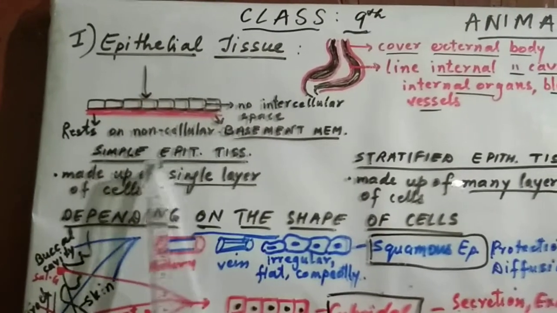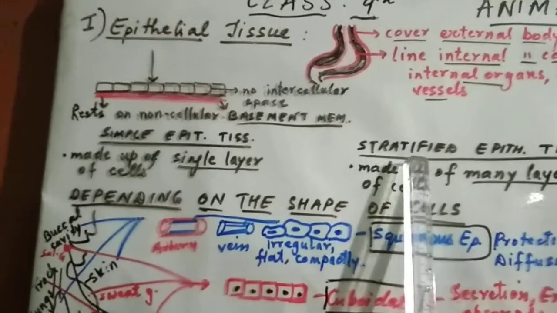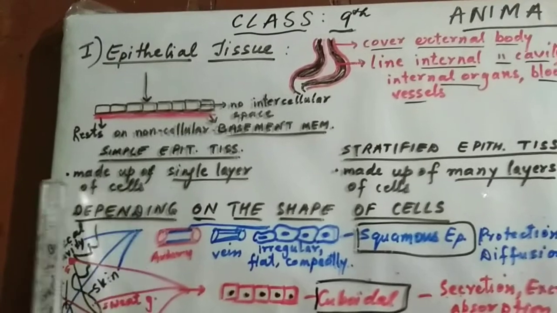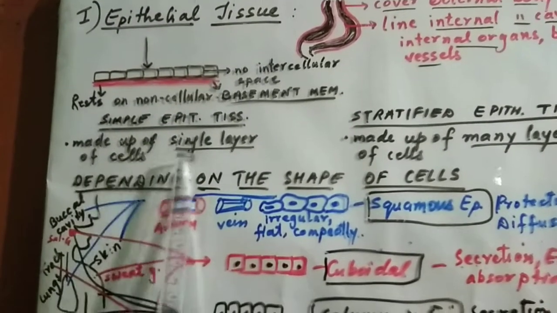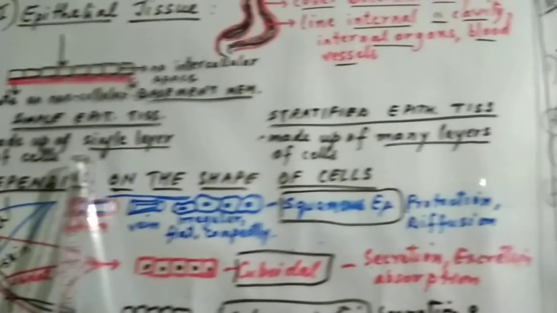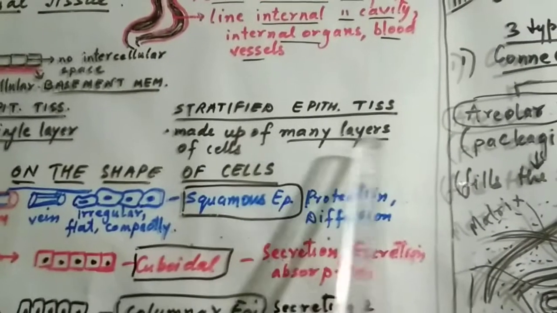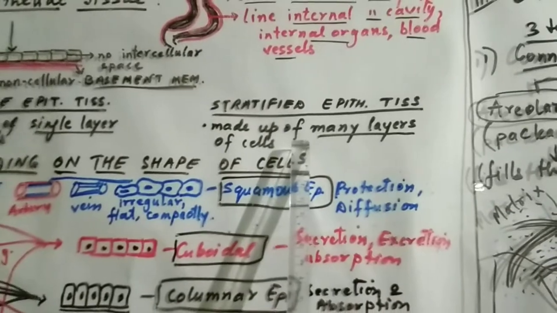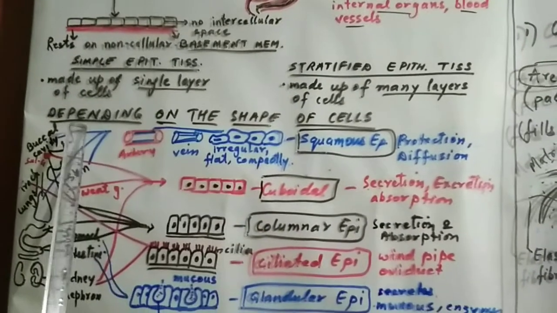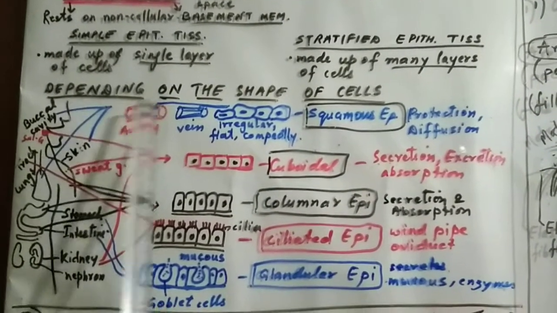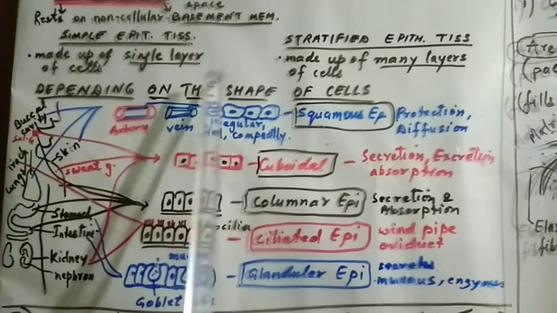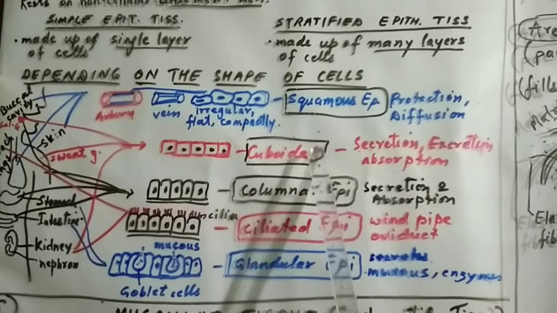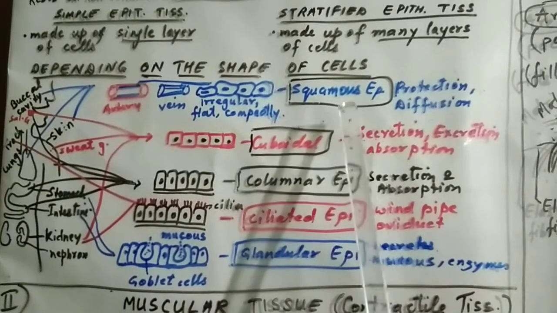Now, this epithelial tissue is of two types. The first one, simple epithelial tissue. The name says that it is made up of a single layer of cells, while stratified epithelial tissue is made up of many layers of cells. Now, let us study different types of epithelial tissue on the basis of shape. So we are going to study these various types of epithelial tissues.